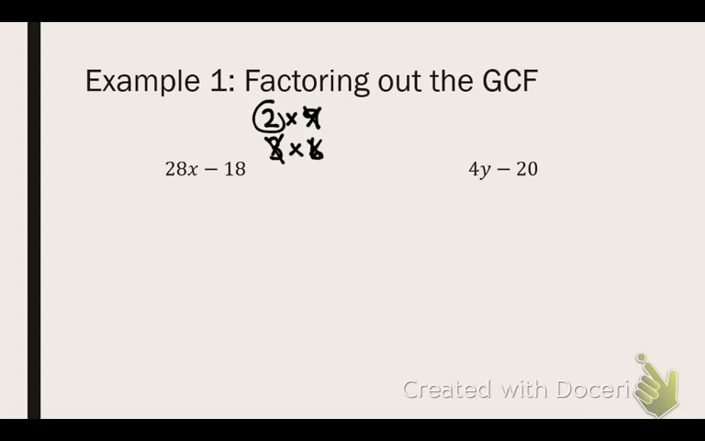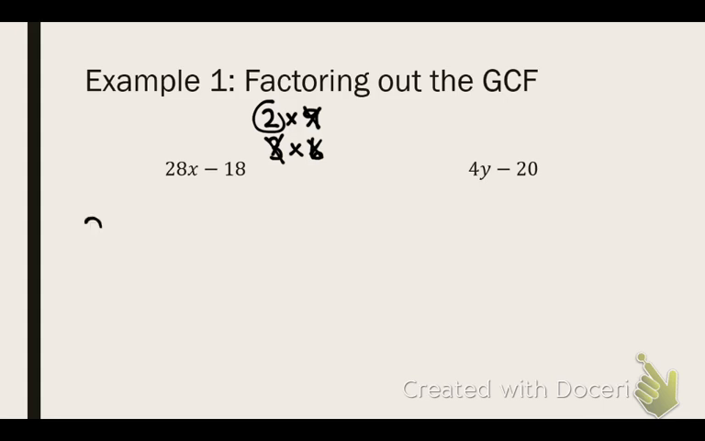Okay? Because again, if you're wrong and you don't pick the GCF, your factoring is wrong, okay? So this is a surefire way to make sure that you get the GCF. So here's what I do. Now that I know what the GCF is, meaning this is the greatest number that goes into both terms. Everybody agree, 2 is a factor of 28 and 18.